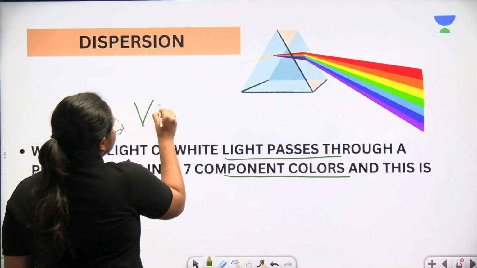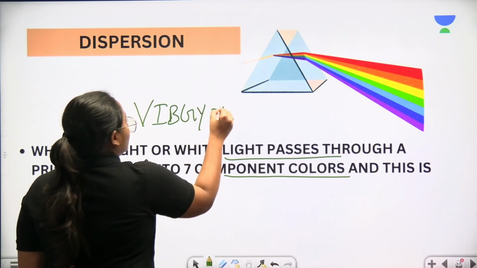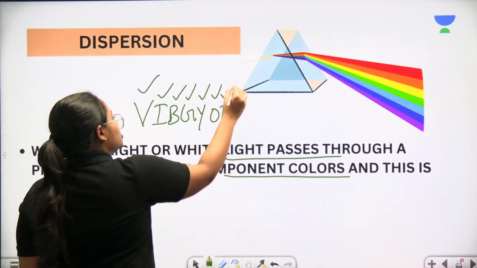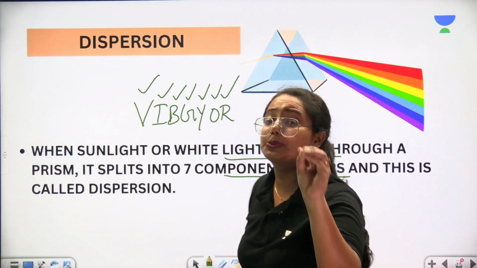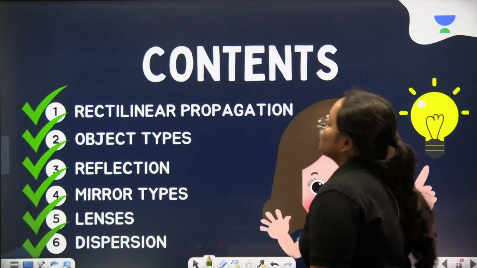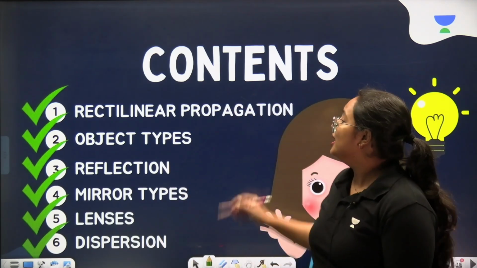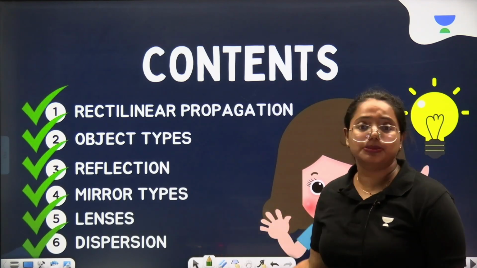So what are the different colors? VIBGYOR, okay? Violet, indigo, blue, green, yellow, orange, and red. Got it? So this phenomenon can be called dispersion. Okay, so now we have finished almost all the concepts of the particular chapter. So rectilinear propagation, object types, reflection, mirror types, lenses, dispersion.